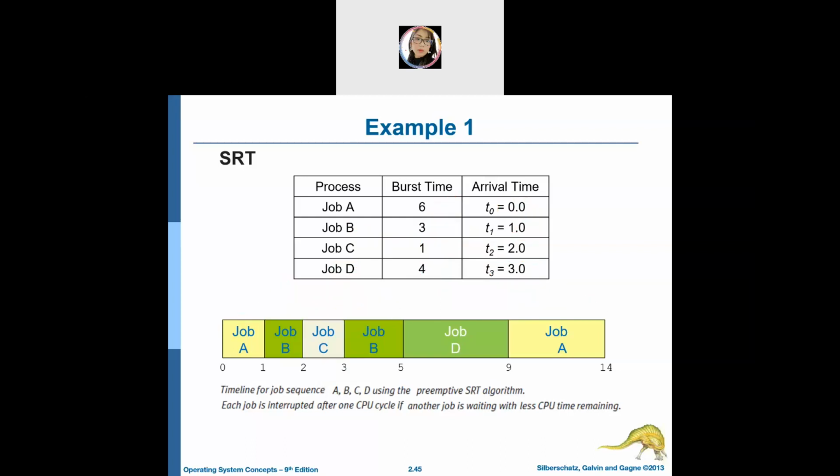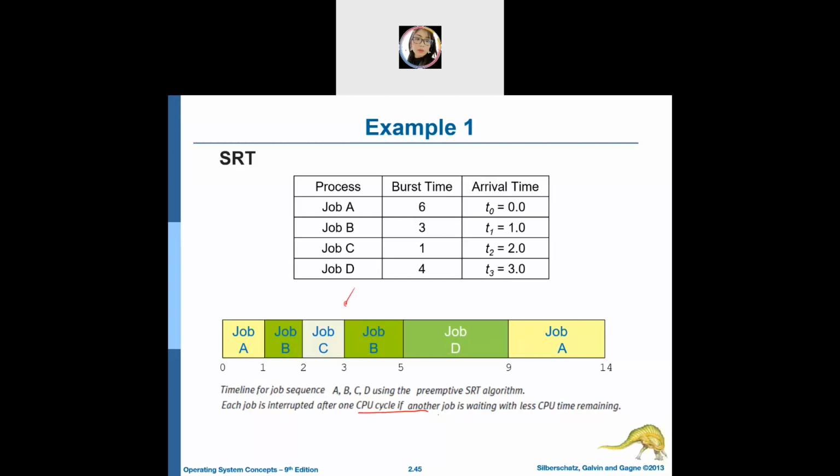So, each job is interrupted after 1 CPU cycle. You can see, after 1 CPU cycle, you're going to be interrupted by another job that is waiting with less CPU time remaining. So you're going to see which one is the least, as I just mentioned, okay? But why did you not do D just now, although you've been interrupted at 3 seconds also with the D?